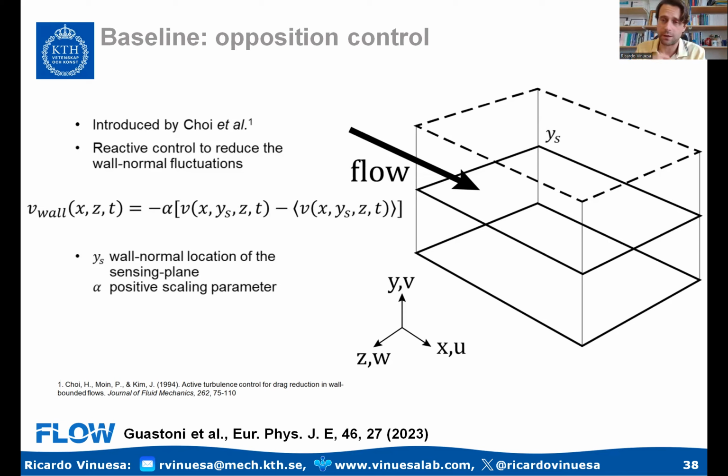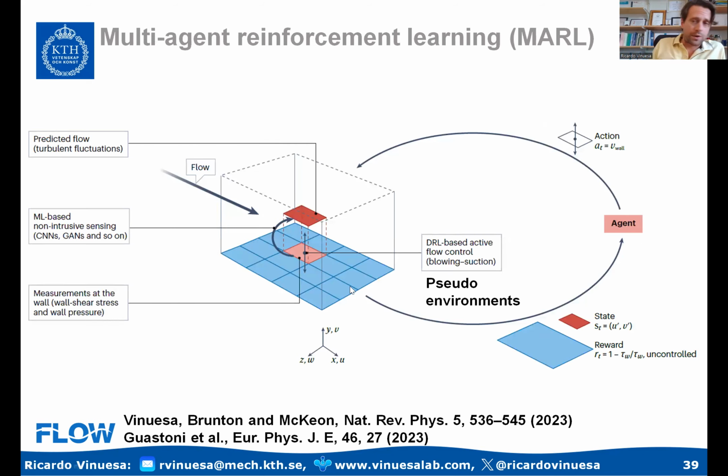And it works with the wall normal velocity. The results are actually pretty good, especially at low Reynolds numbers, and this is going to be our baseline. In our approach, we're going to be using multi-agent reinforcement learning, and this is also documented in this article in Nature Reviews Physics, where we have different regions of my wall.